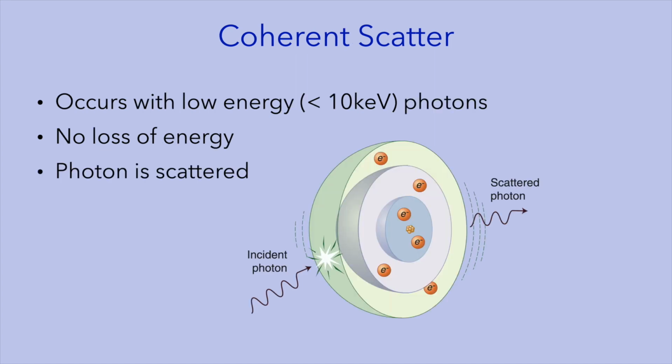The third interaction is coherent scatter, which occurs only with low energy photons less than 10 keV. In this interaction, the energy transfer excites all of the electrons within the atom. As the atom returns to its ground state, it emits a scattered photon of the same energy but at a different angle from the path of the incident photon. Because no energy is transferred to the biological atom, no ionizations are caused.